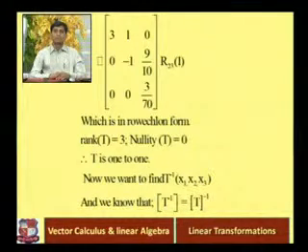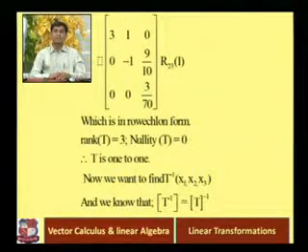So this row echelon matrix becomes: first row is 3 1 0, second row is 0 minus 1 9/10, and third row is 0 0 3/70. So you can see all 3 rows are non-zero rows. So clearly rank of T is equal to 3 and nullity of T is equal to 0.